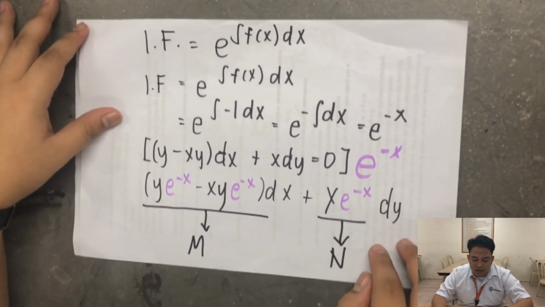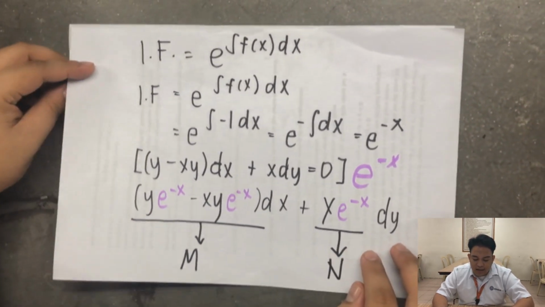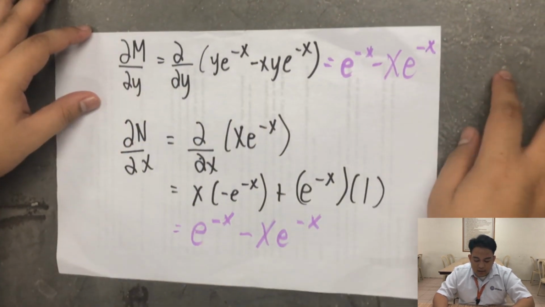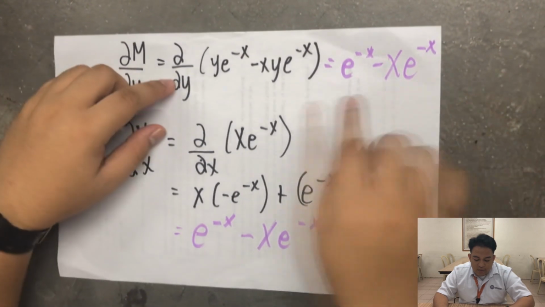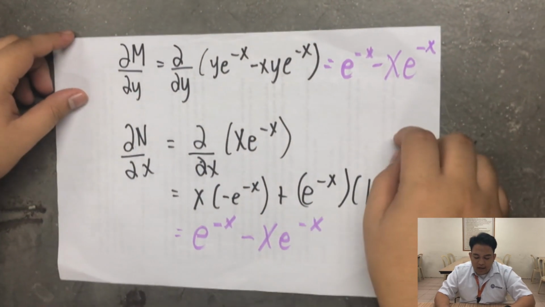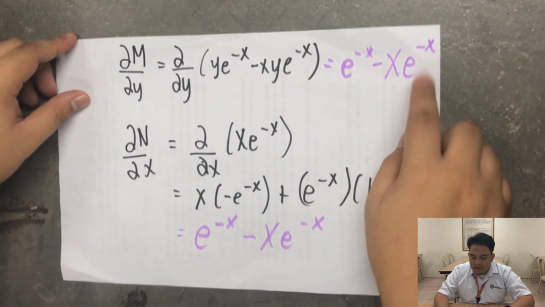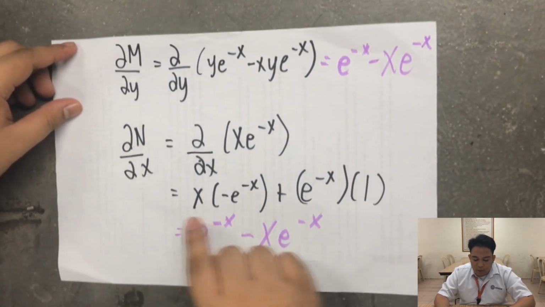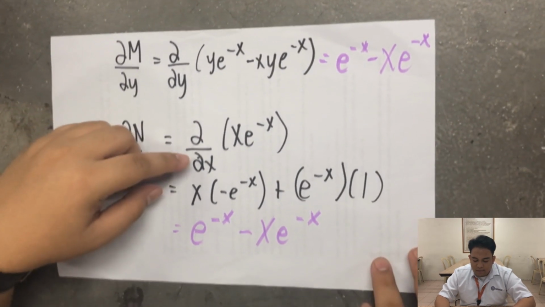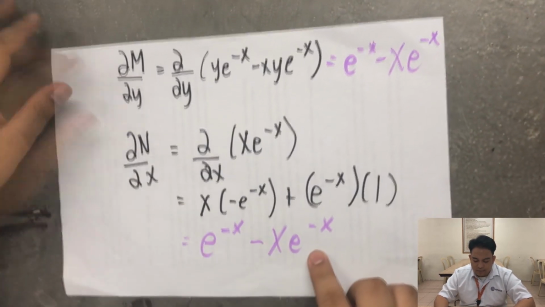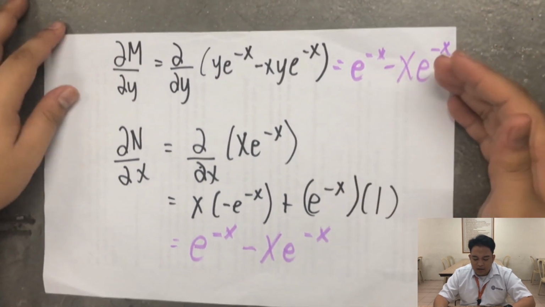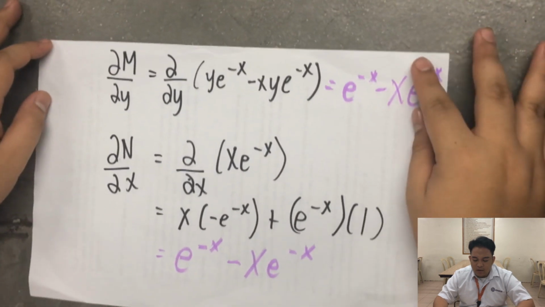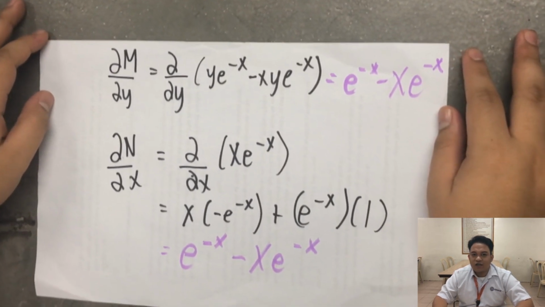Now that we have our new equation, let us check for exactness. We get the partial derivative of M with respect to y: e raised to negative x minus x e raised to negative x. In the partial derivative of N with respect to x, we get e raised to negative x minus x e raised to negative x. Therefore, the differential equation is exact. And now what we'll do is follow the steps we had with the exact differential equation.